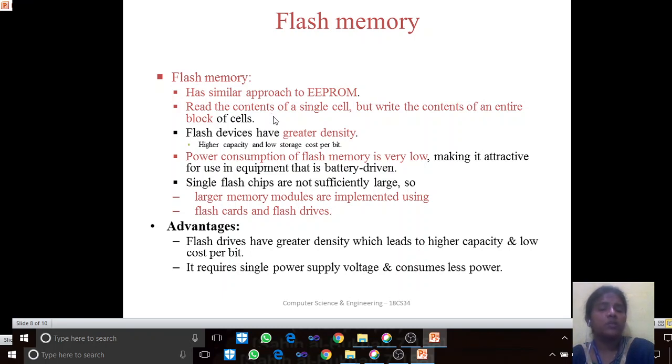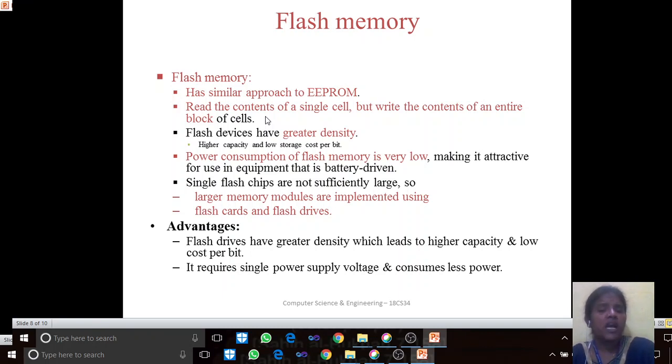The power consumption of flash memory is low, which makes it attractive for use in equipment that is battery driven. You can think of which devices are battery driven. Your mobile phone also has a flash memory. Your card, then your calculator, so many have flash memory.